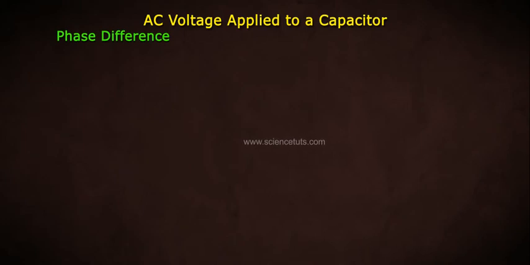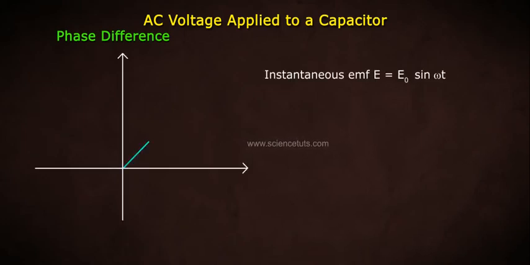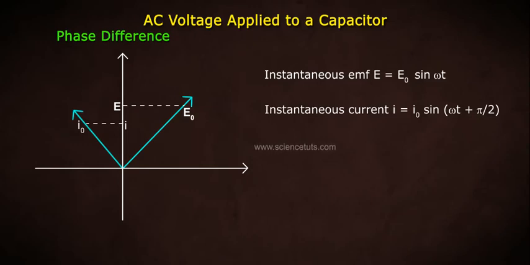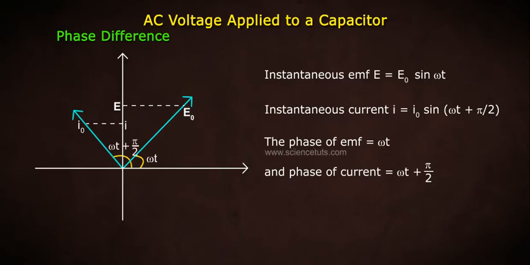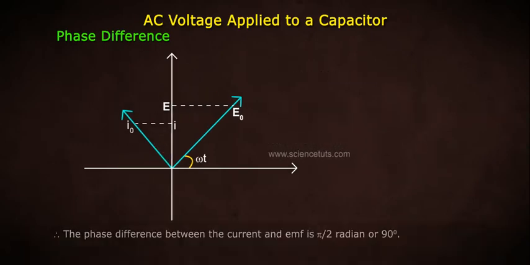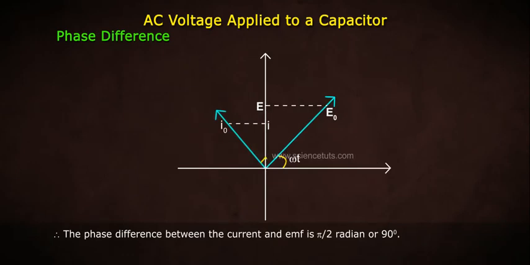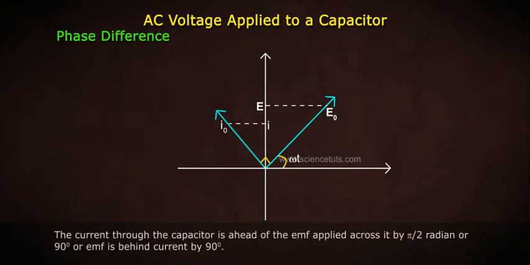Phase difference. Instantaneous EMF E equals E naught sine omega t. Instantaneous current I equals I naught sine of omega t plus pi by 2. The phase of EMF equals omega t and the phase of current equals omega t plus pi by 2. Therefore, the phase difference between the current and EMF is pi by 2 radians or 90 degrees. The current through the capacitor is ahead of the EMF applied across it by pi by 2 radians or 90 degrees, or EMF is behind current by 90 degrees.